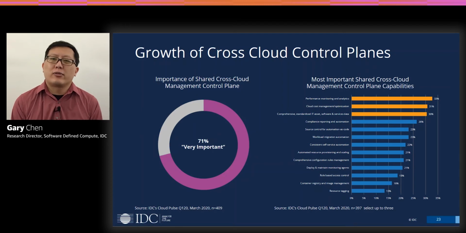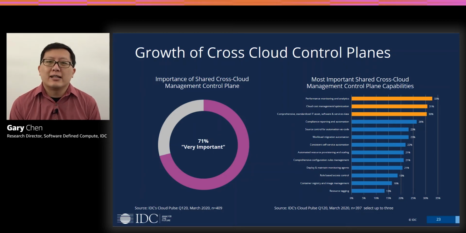forward. And the top 3 functions that they wanted were observability and monitoring, cost insights and optimization, and having a comprehensive view of assets, software, and services.